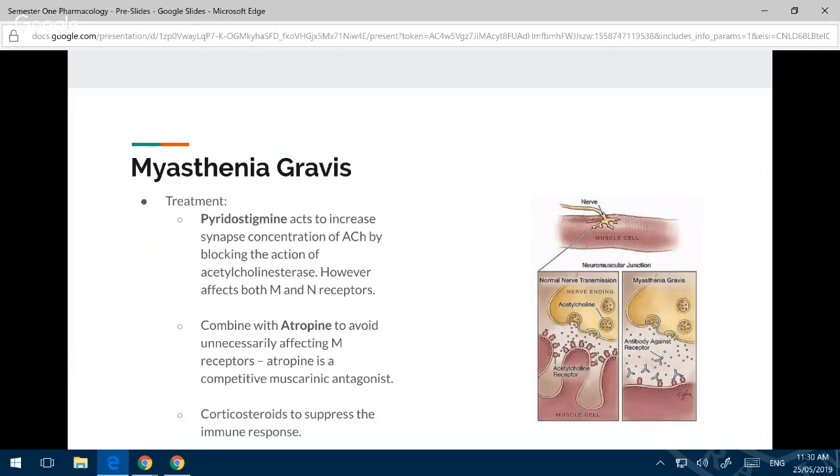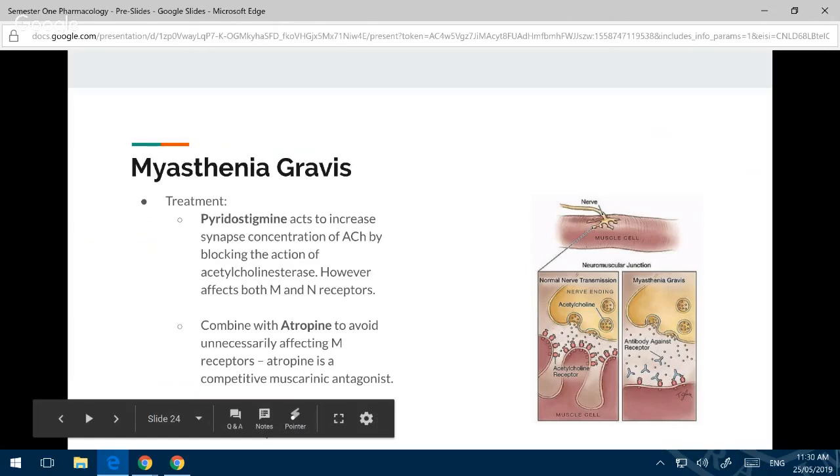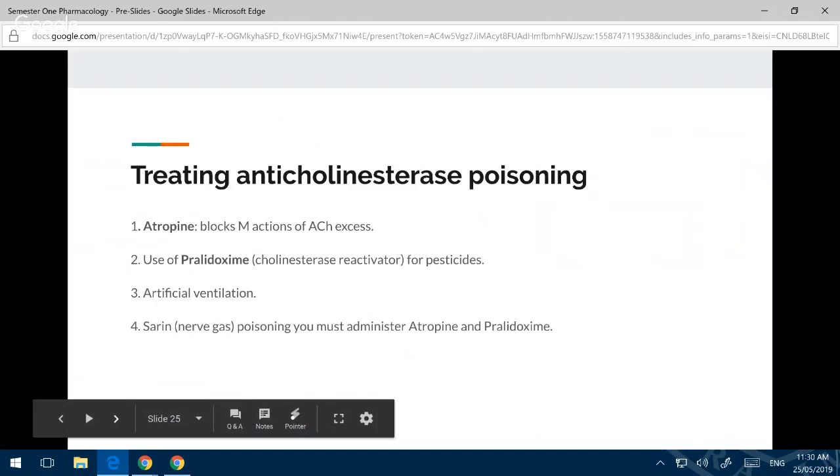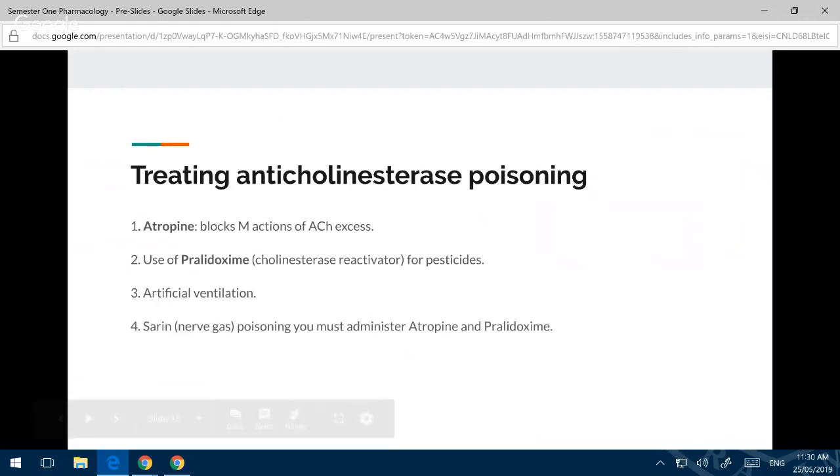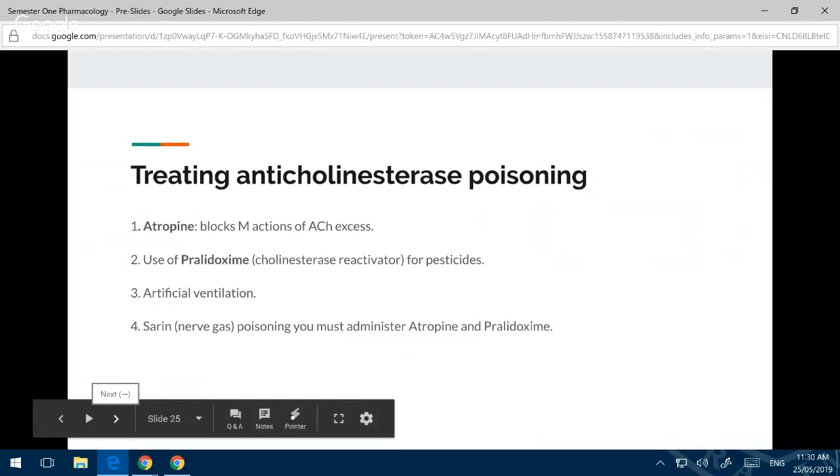So what we do in the treatment for this is combine atropine to avoid that unnecessary stimulation of the muscarinic receptors. And we use corticosteroids as well to block the immune response. Okay, so just treating that poisoning, we do use atropine, as I've just discussed. We use pralidoxime, which is a cholinesterase reactivator for pesticides. In severe cases, we will need artificial ventilation, and so nerve gas poisoning is a very severe case. We need to administer those drugs specifically.